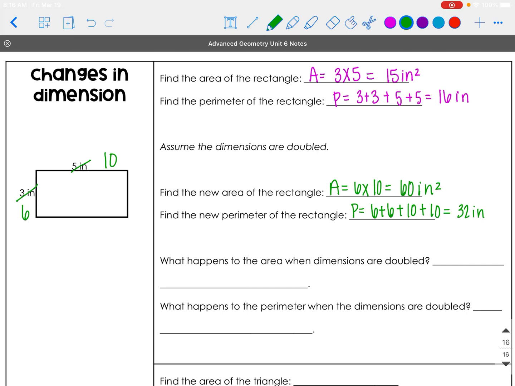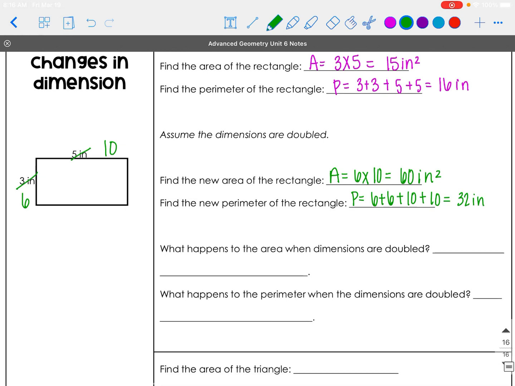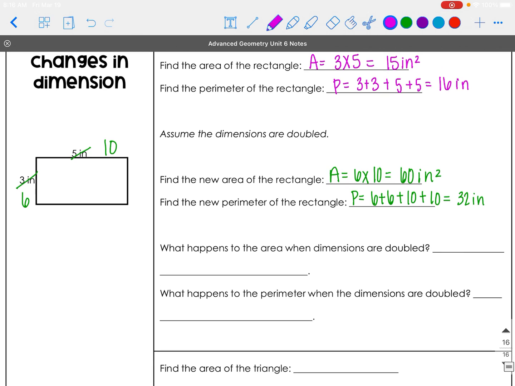So what happened to the area? It went from 15 to 60. That is 4 times bigger, so it got 4 times larger. What happened to the perimeter? It doubles. This will be true for any of the shapes. If you double the side lengths, then the area quadruples. If you double the side lengths, the perimeter doubles.